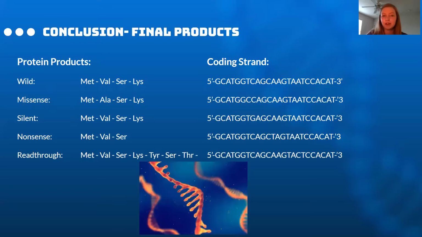In conclusion, here are our products. You can see how the sizes change, and you can also see how the coding strand barely changes at all. There's only 1 mutation, but it can still give us so many different changes.